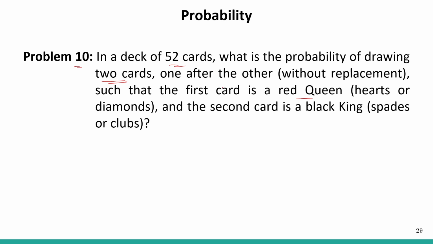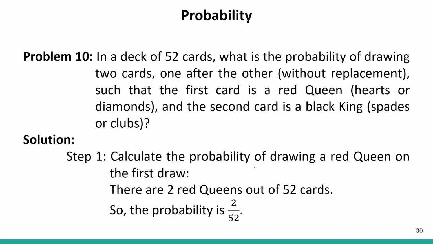So in the first draw, we take a red queen. So the number of total favorable outcomes is equal to what? 2 by 52, right? Because the number of red queens is equal to 2, that is 1 from hearts and 1 from diamonds. Then we multiply it with what? The number of total cards remaining is 51 right now, because we have drawn 1. The second one is a black king, that is a king from spades or from clubs. So the number of favorable outcomes is 2, right? So it will be 52 into 51. Then in the numerator, we have 2 into 2 is equal to 4. So this will be the total probability.